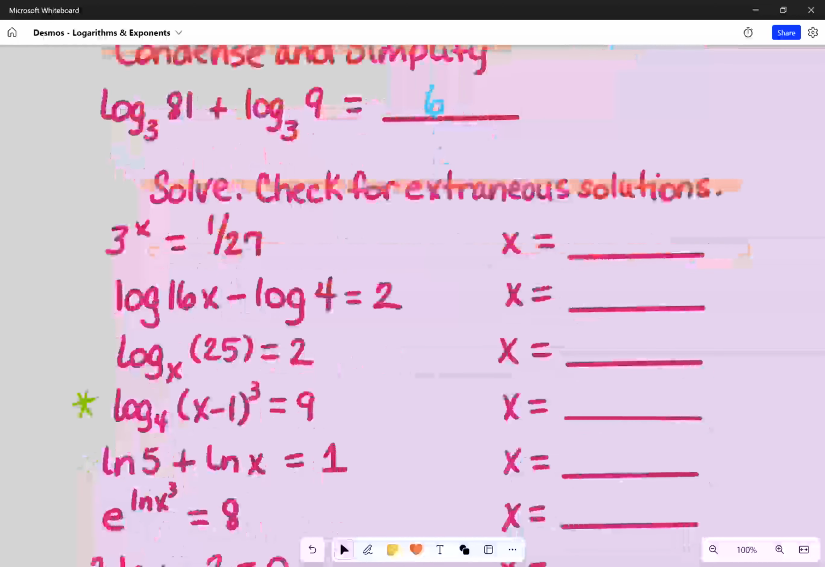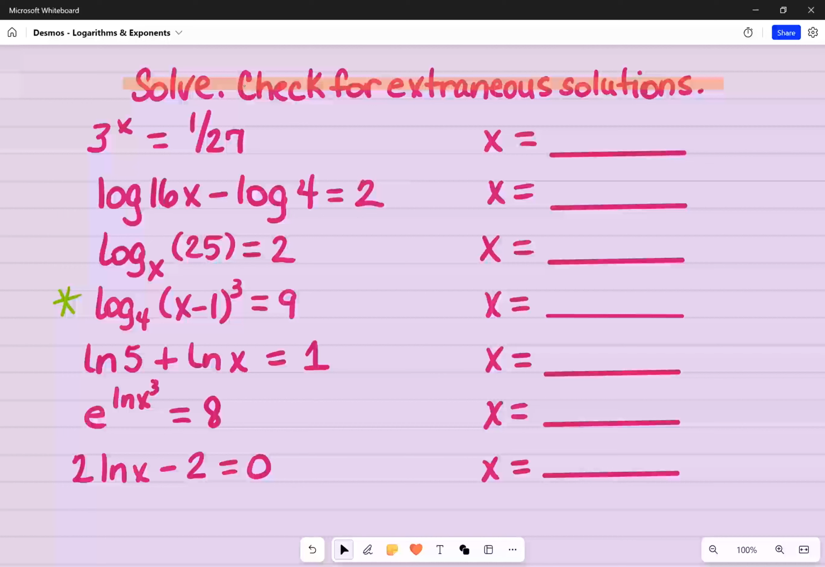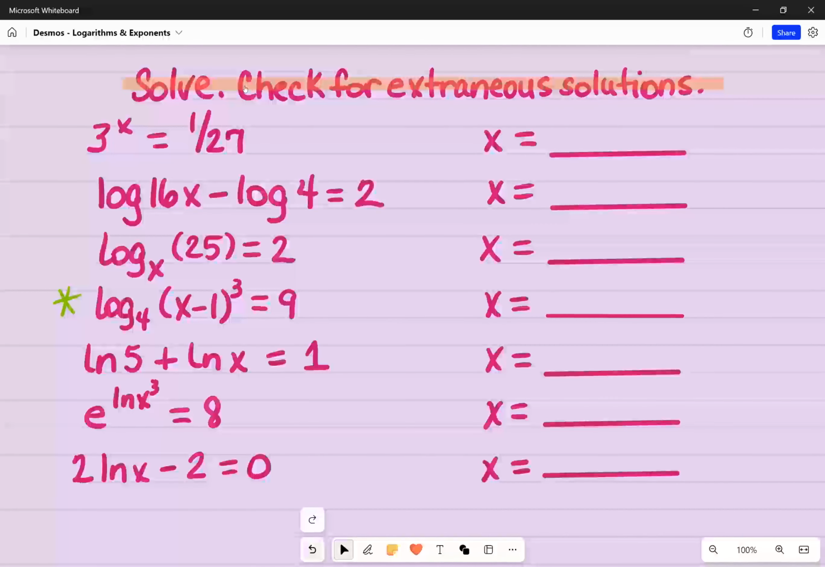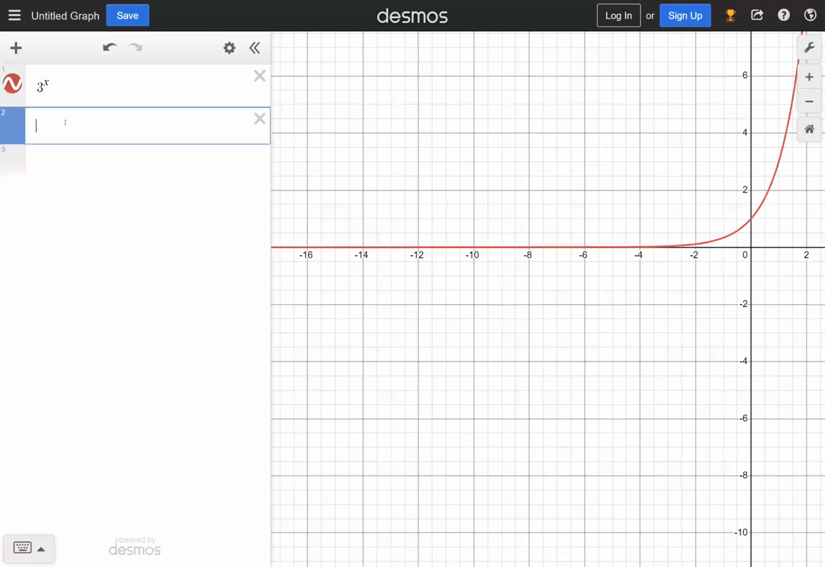When you see the word solve, please make sure you go back and check for extraneous solutions. Also, the good thing about Desmos is when you see this equal sign, all you have to do is set it up in 2 different lines or 2 different rows on Desmos, and it will show you at the point of intersection what your x value should be. All right, so I'm going to go ahead and type in this first row, 3 raised to the x power. So again, Shift number 6. And now I want to go to the second row and type in not just 1/27 because it's set equal to each other.